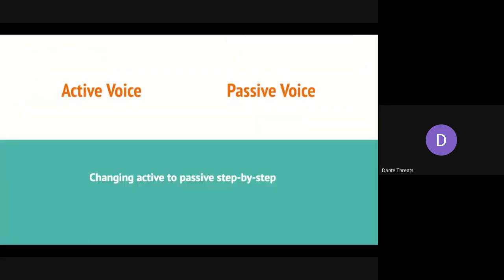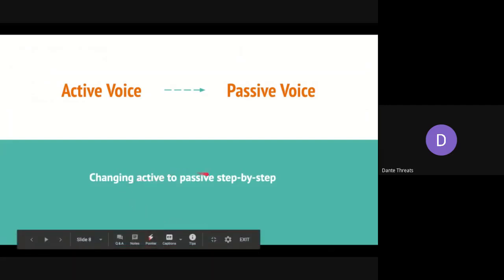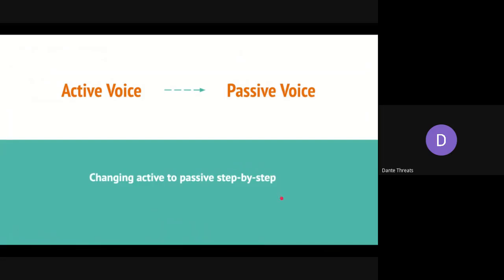All right, so we are going to learn how to change the active voice to the passive voice, all right? And we're going to learn how to do this step by step, all right? After this, you should know how to change an active voice sentence to a passive voice sentence, okay? Remember to have your materials ready because we will be doing some practice exercises, okay?